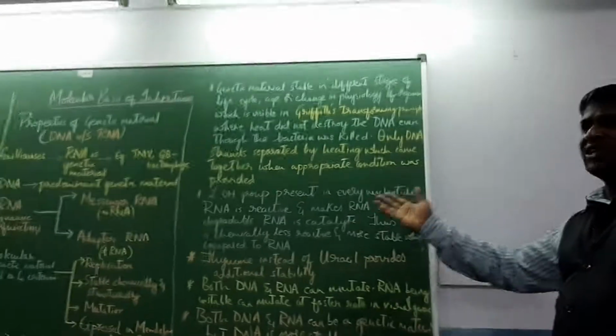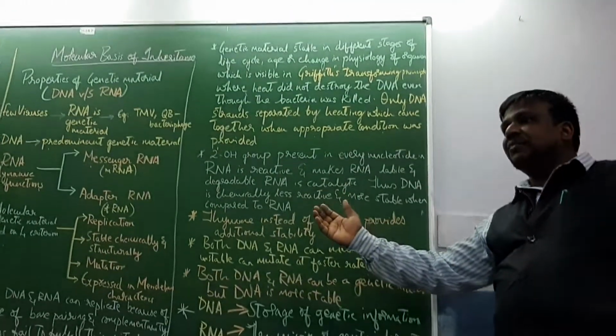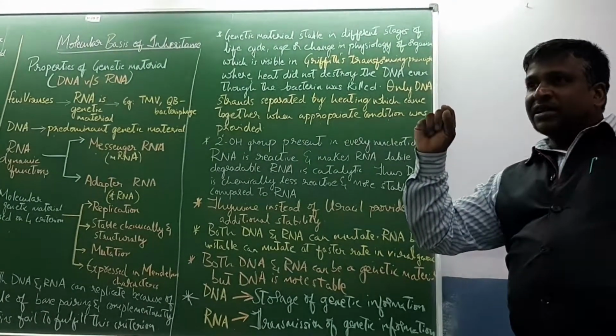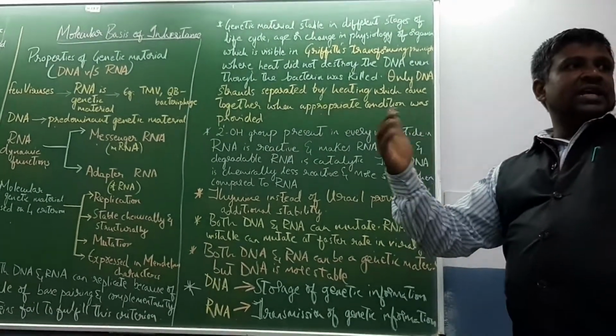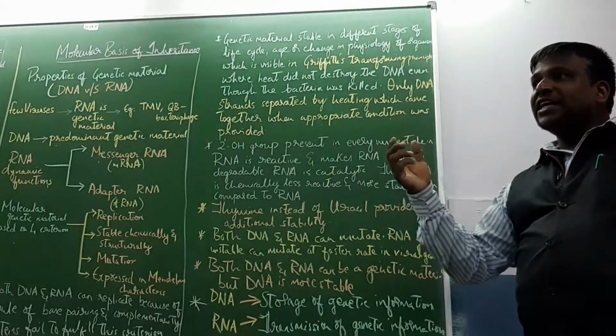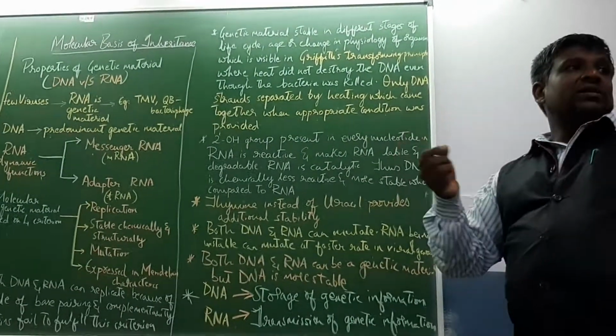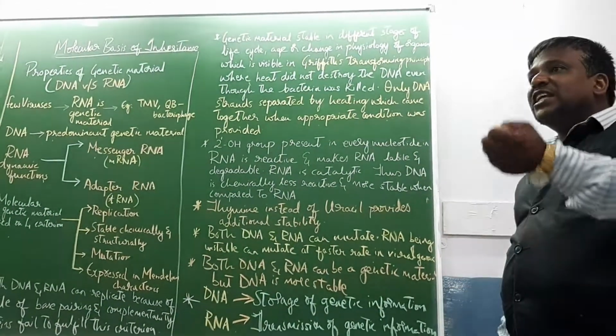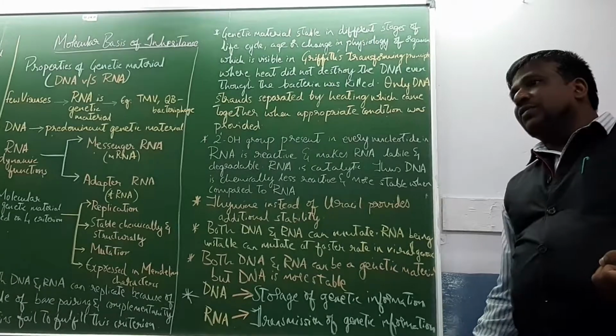Griffith's transformation principle, Griffith's experiment, where a heat-killed S strain of Streptococcus pneumoniae was used. Even though the bacteria dies, the genetic material is alive.